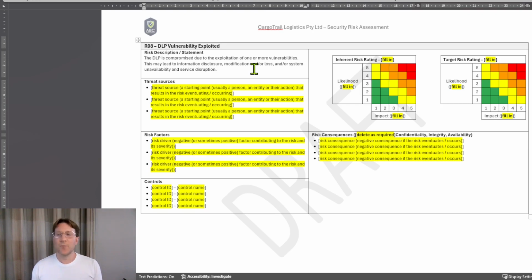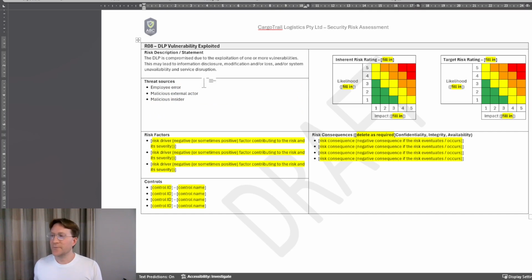For risk 8, we're talking about some kind of software vulnerability in the DLP that gets exploited. And because people would then get access to the core system for this company, CTL, you could then have information disclosure, modification or loss, system unavailability, or service disruption. So quite broad consequences, because once again, we're talking about the core system at the heart of CTL.